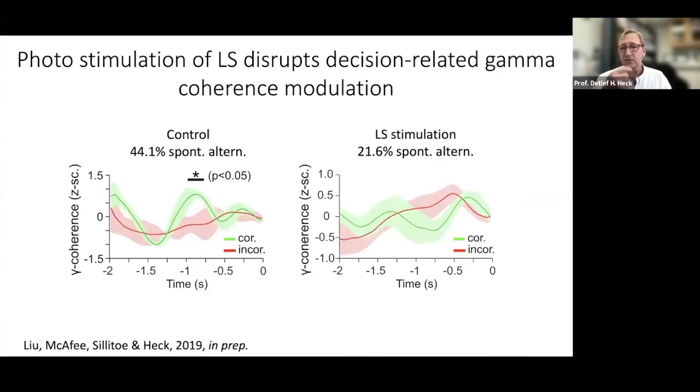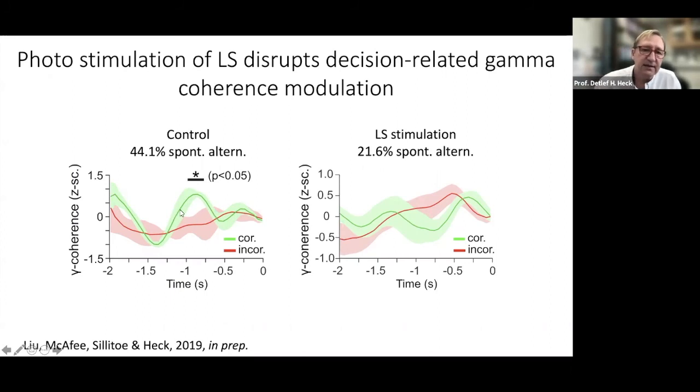What happens to coherence? These graphs here basically show you a summary of the coherence time course that I showed in these pseudo color plots earlier. This is basically a sum over all the frequencies from 80 to 90 hertz, and it shows the time course of coherence during the process of decision making. Again, time 0, sorry, is the moment the mouse has left the center.